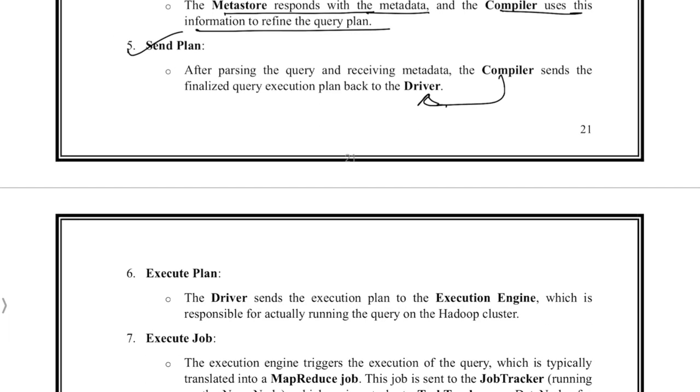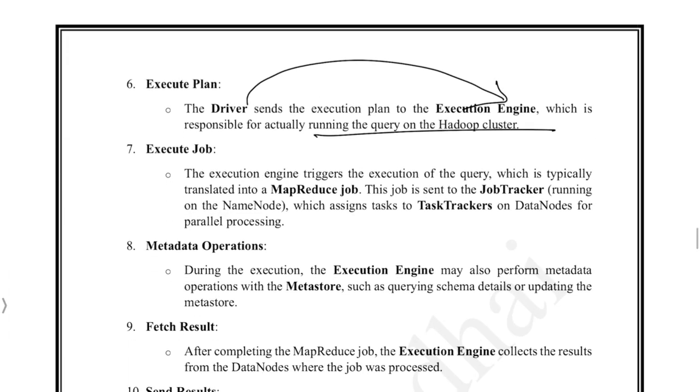Once the driver gets back the parsed query, it is again sent to the execution engine. The execution engine will help you to run the query on a Hadoop cluster. Once it is done, it will execute a particular job. That is nothing but MapReduce techniques, where the job is mainly sent to the job tracker, which is nothing but the master. Okay, and task tracker is nothing but the slave. You're performing all these operations.